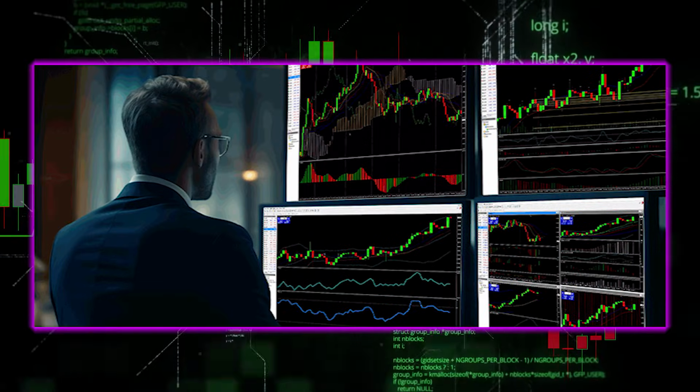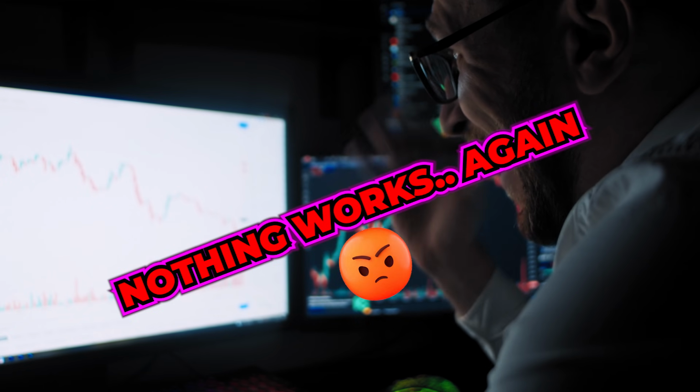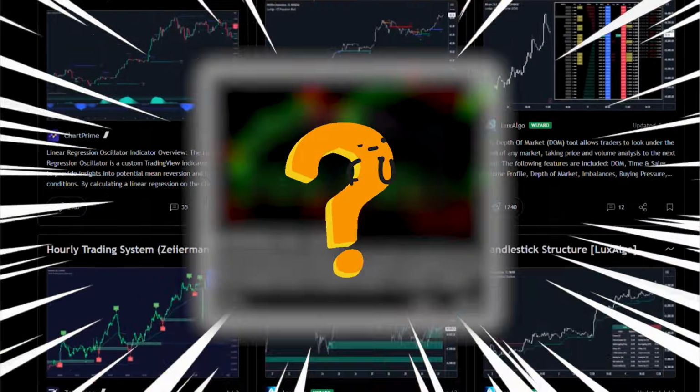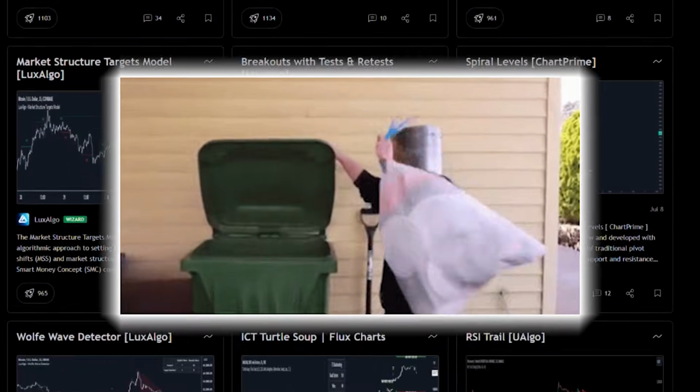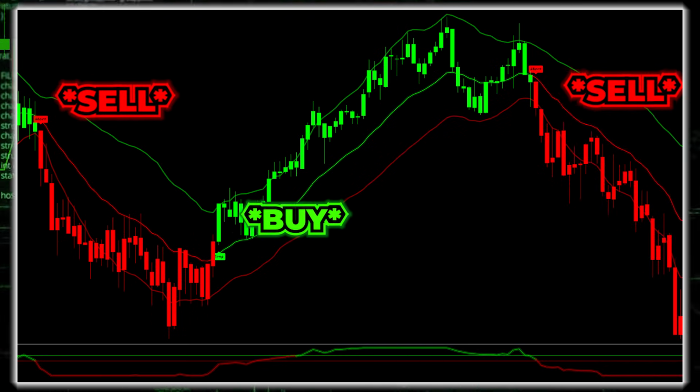My chart used to be full of indicators. RSI, MACD, moving averages, total chaos. Then I found this new TradingView indicator, and I deleted everything. It gives insanely accurate buy and sell signals, without the clutter.